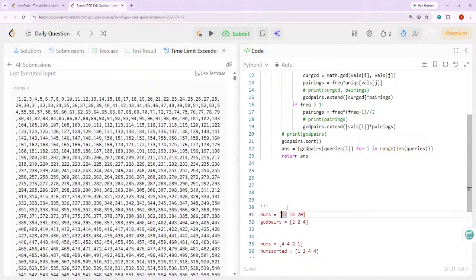So if I know that 12 and 14 give me a GCD of 2, and I know that 12 and 20 gives me a GCD of 4, could I somehow say that 14 and 20 is 2? I don't think so.